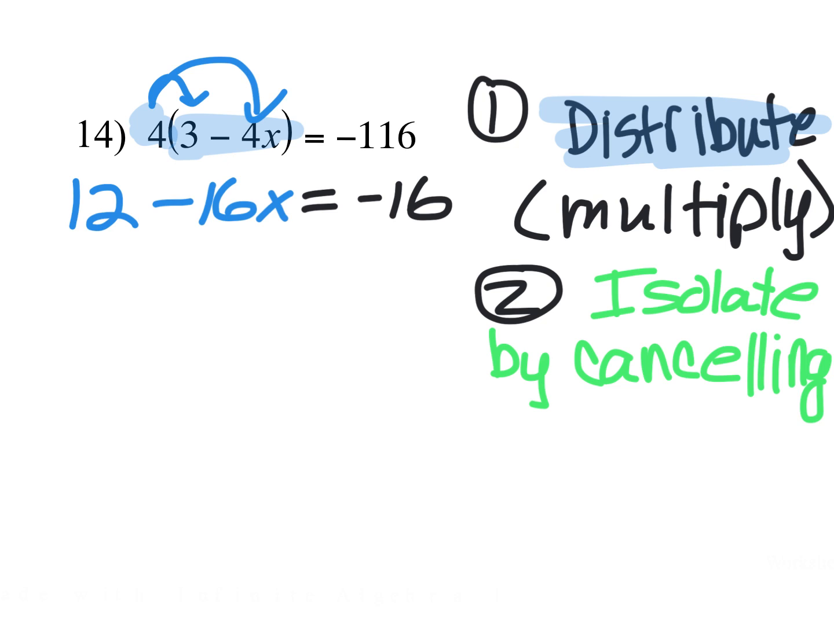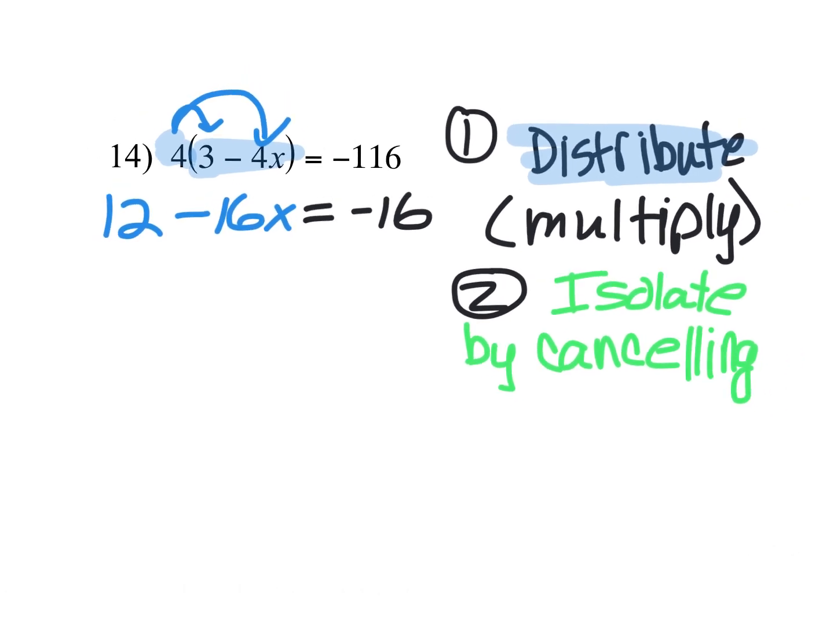So getting rid of that 12 is much easier. Is there a negative in front of that 12? No, that's a positive 12. How do we cancel out? What's the opposite of a plus 12?